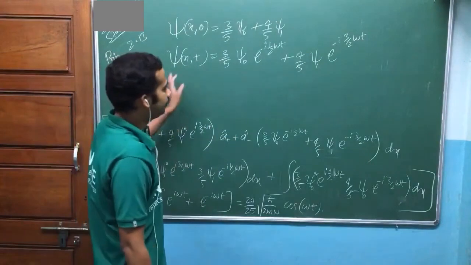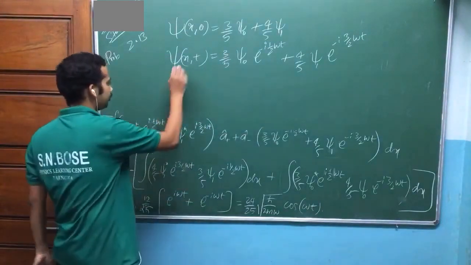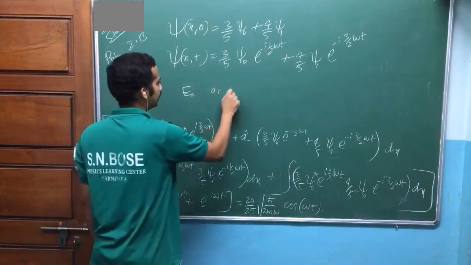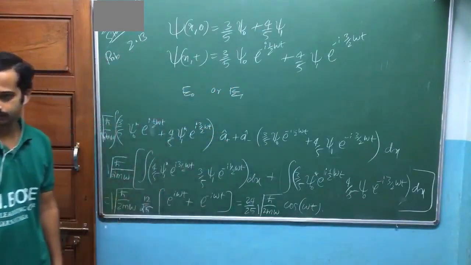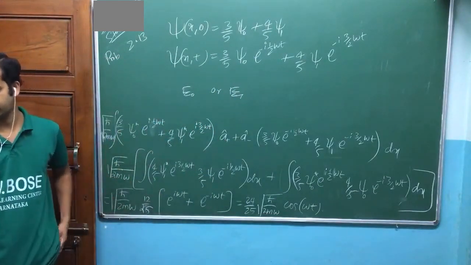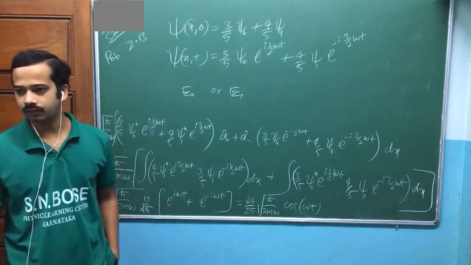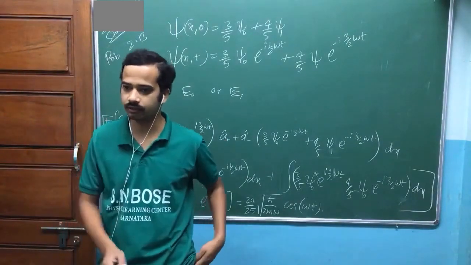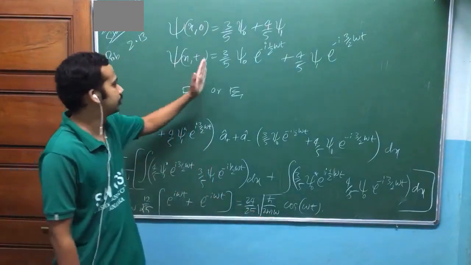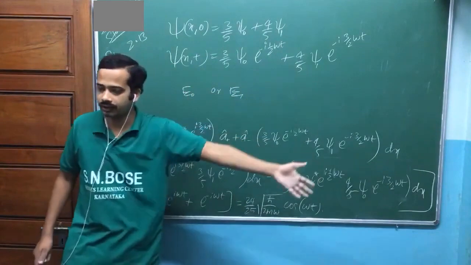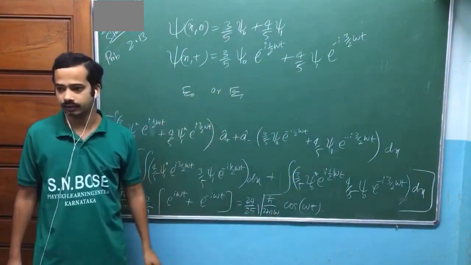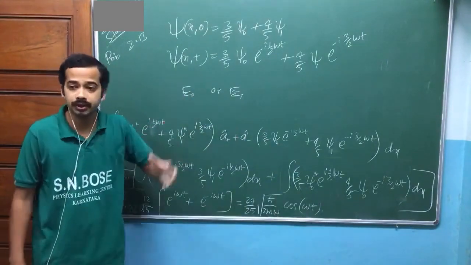Now, if they ask any energy measurement problem, look here. If you do the energy measurement, either you will get E0 or you will get E1. It's just like a linear combination of translation states of an electron. If you do observation, it will show that either it is passing through slit 1 or through slit 2. It's a linear combination of two energy eigenstates. If you do energy measurement, you will get either E0 or E1. These are the possible measurement outcomes.